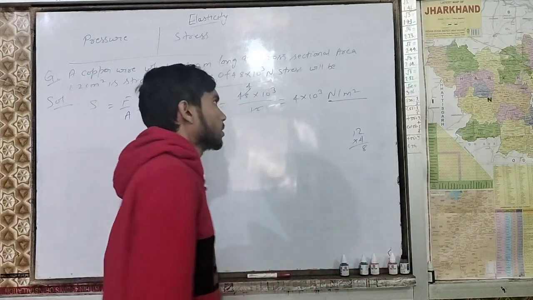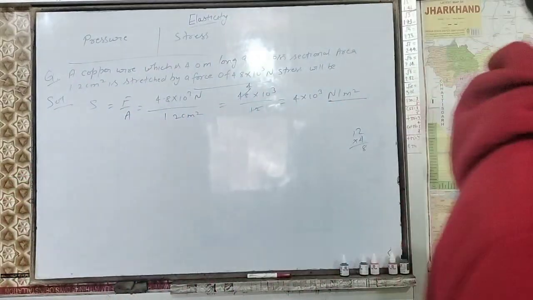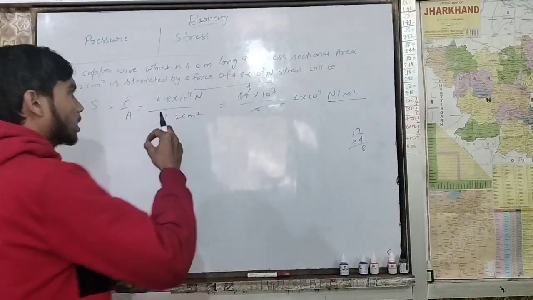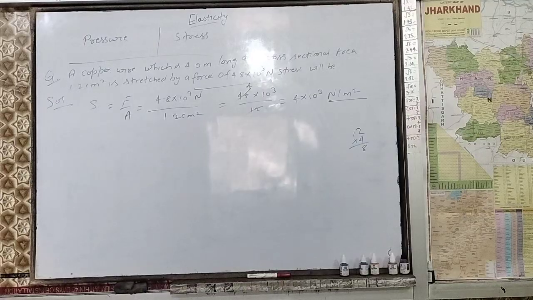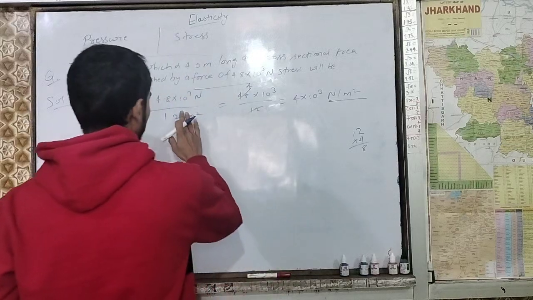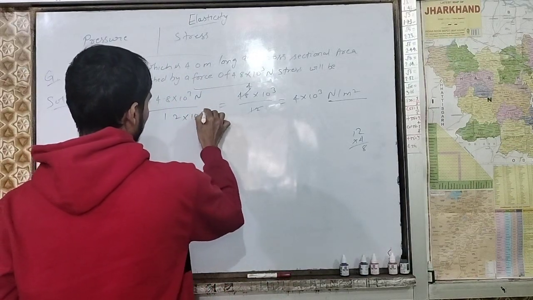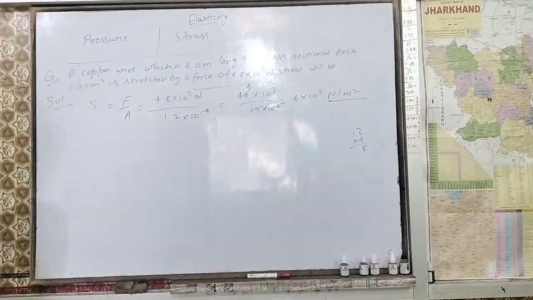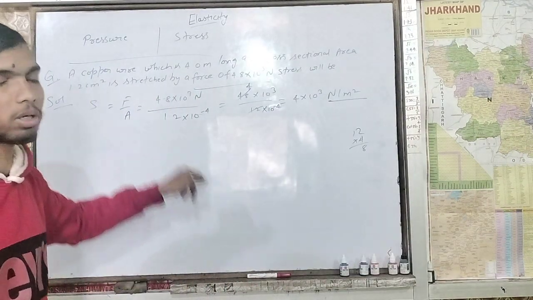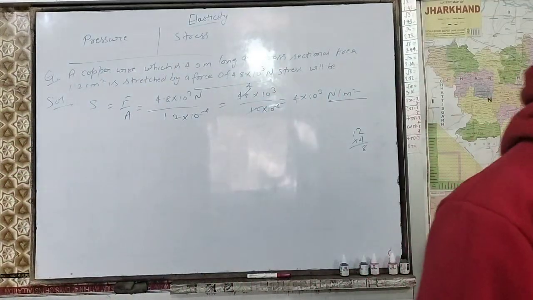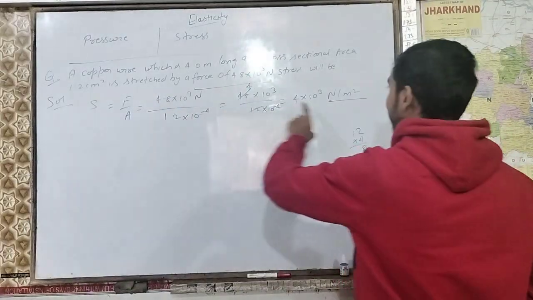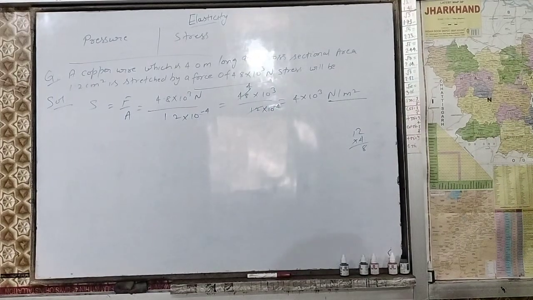This is Newton, which should be in meter square, not in centimeter square. That's why our duty is to convert this area into meters. For this, we will just apply 10 raised to power minus 4. This will convert this 1.2 centimeter into meter, which is compulsory for this stress, because stress has the unit Newton per meter square.